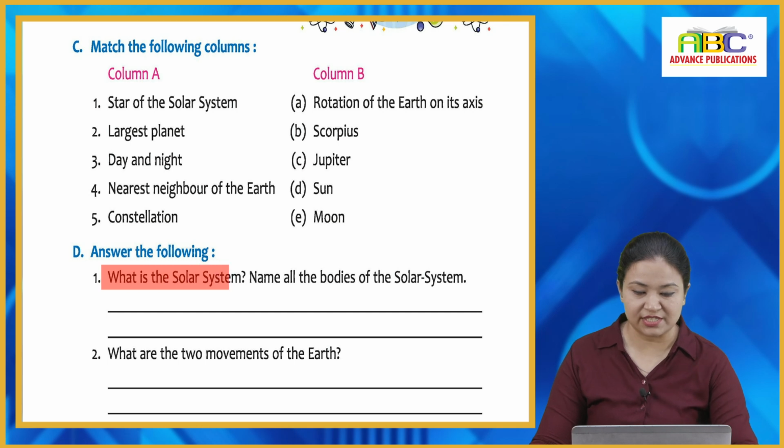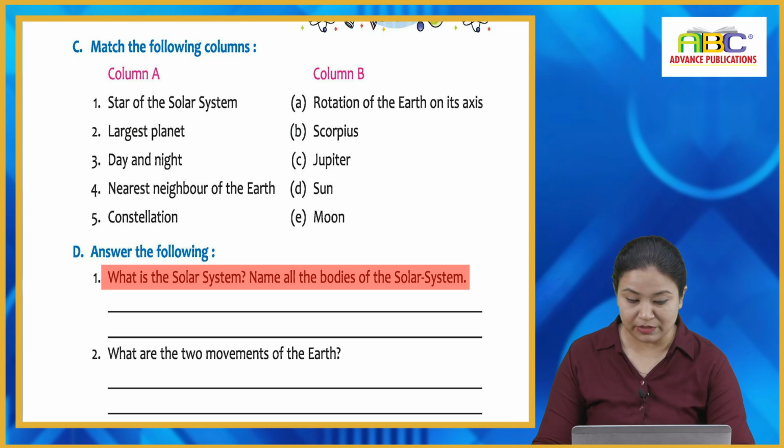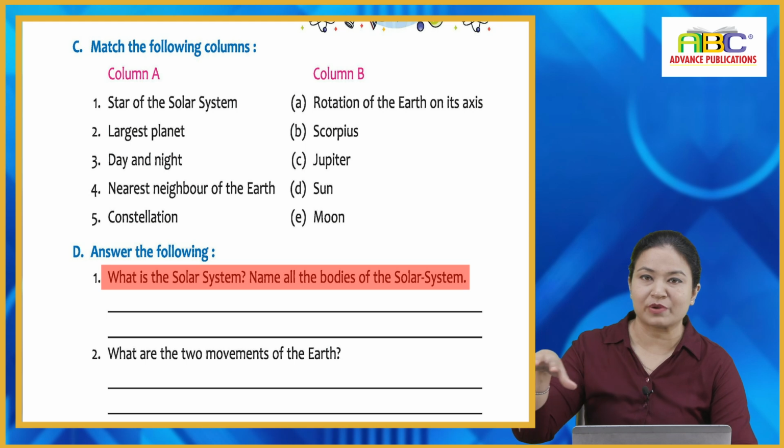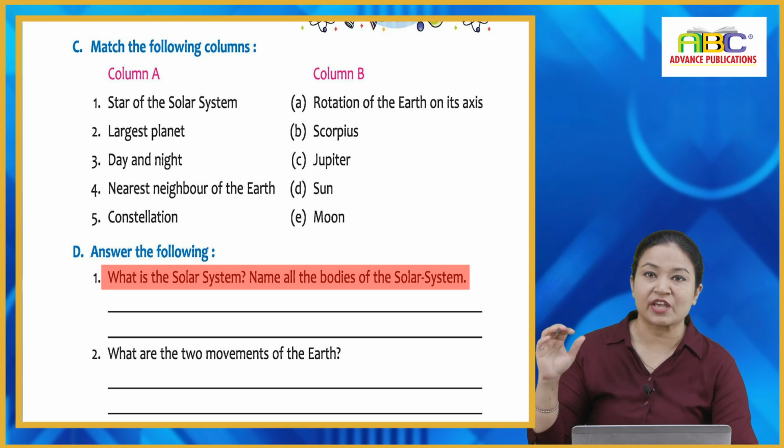Now D, answer the following. What is the solar system? Name all the bodies of the solar system. So our planet Earth is one of the 8 planets in our solar system. The solar system is made up of sun and everything that goes around it. In addition to the planets and their moons, the solar system includes dwarf planets, asteroids, comets and all the other bits of rock, dust and ice. सोलर सिस्टम क्या है बच्चों? सोलर सिस्टम में आपका सन इंक्लूडिंग पूरे के पूरे जो प्लैनेट्स हैं, अदर जो आपकी सेलेस्टियल बॉडीज हैं वो आ जाती हैं.